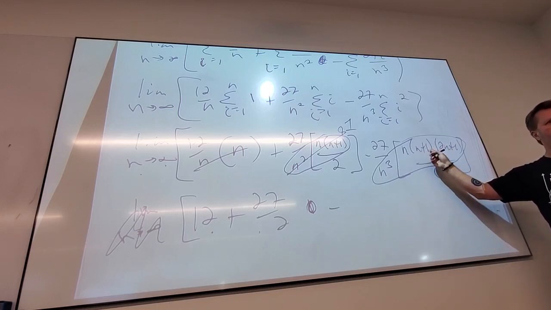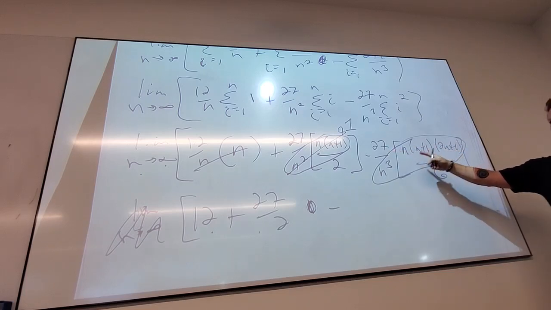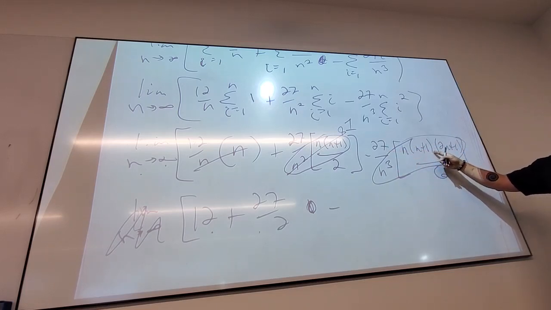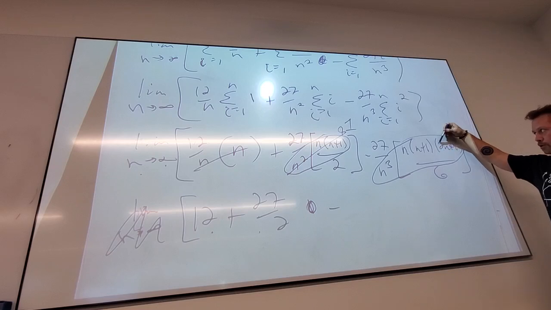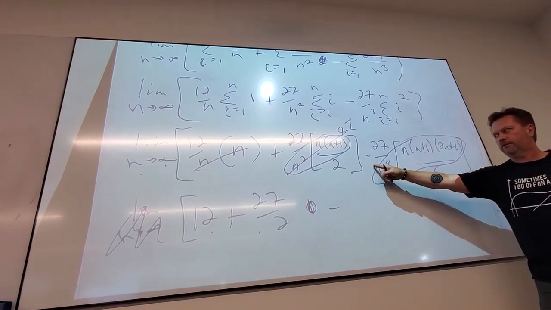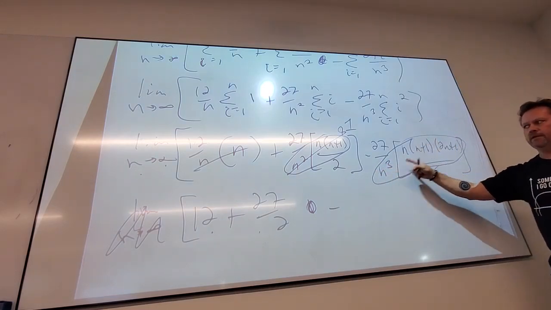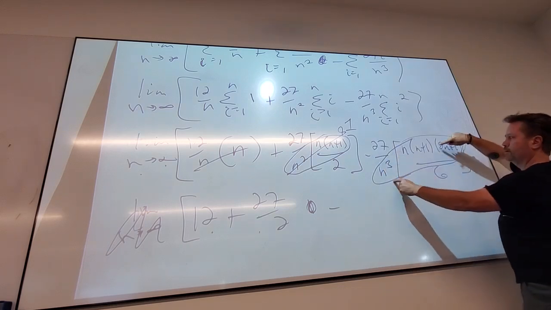So number 2. Don't worry about these. What's the limit of this? 2. The top is a cube. What's the leading coefficient? 2. The bottom is a cube. The leading coefficient is 1. What's the limit of this? 2. Good. Okay.